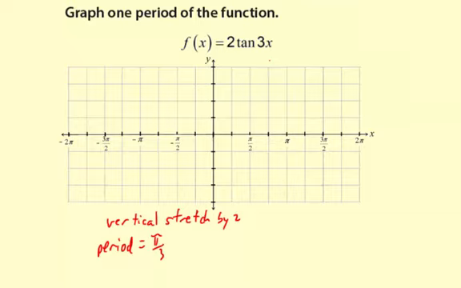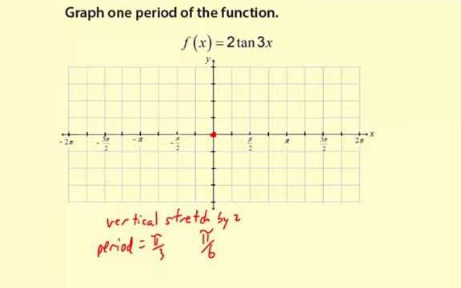Okay, so the period is pi over 3, and for the tangent function, we have 0, 0 as a point, and then we have asymptotes on either side. And we have pi over 3 as the period, so each asymptote is going to be half of that, or pi over 6, away from 0.